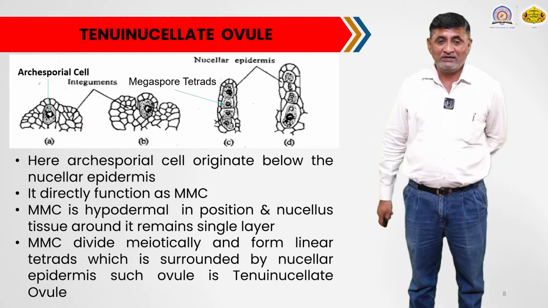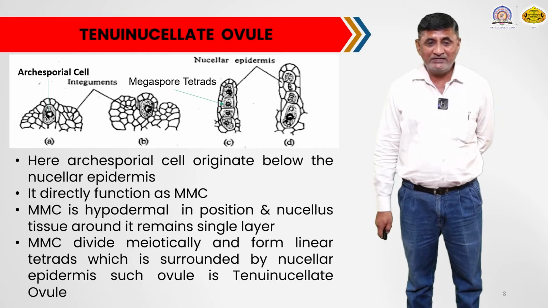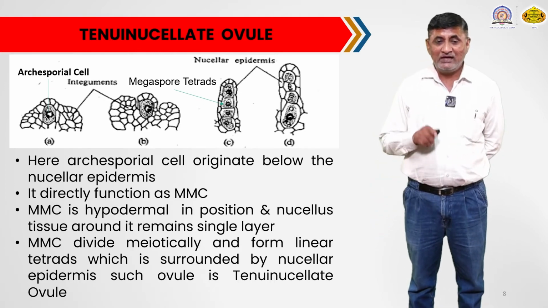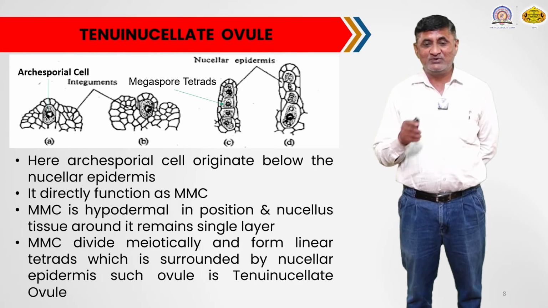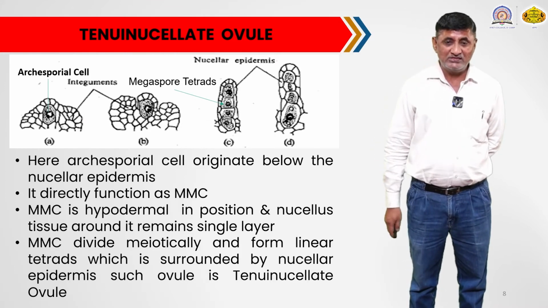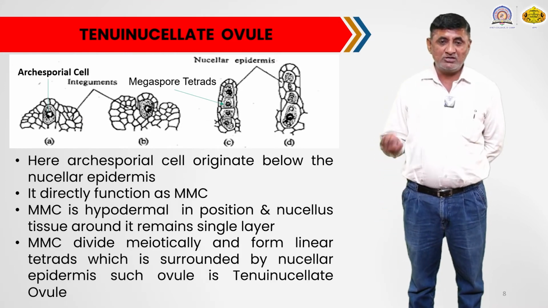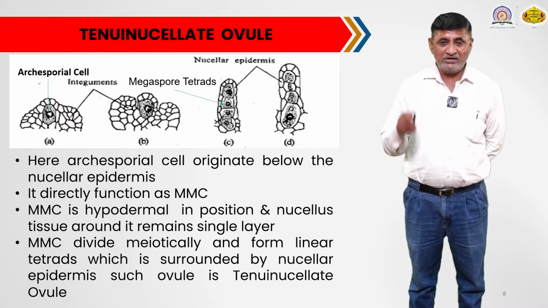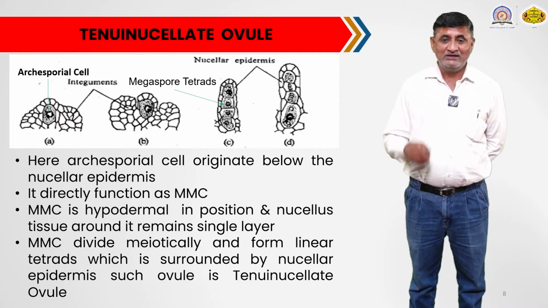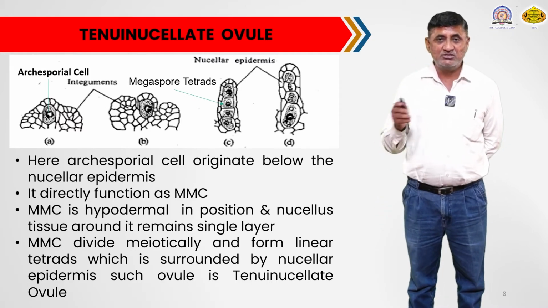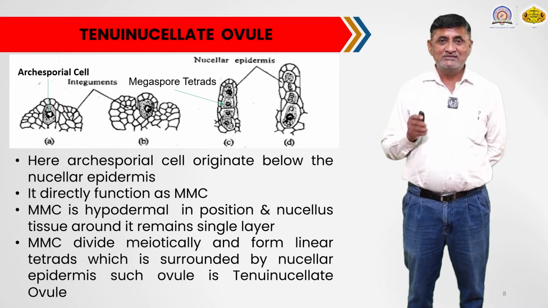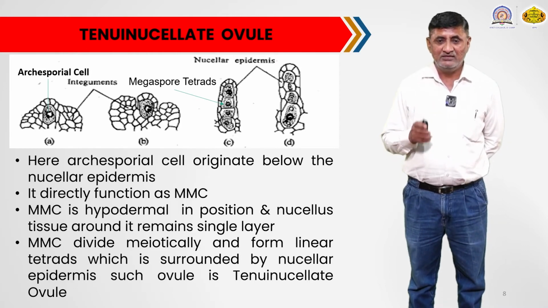So this is the TENUINUCELLATE ovule. Here the archesporial cell directly functions as a megaspore mother cell. It undergoes meiotic cell division and forms a megaspore tetrad in a linear manner, and that is seen covered by a single layer of nucellar epidermis.